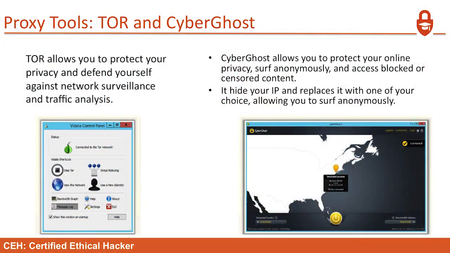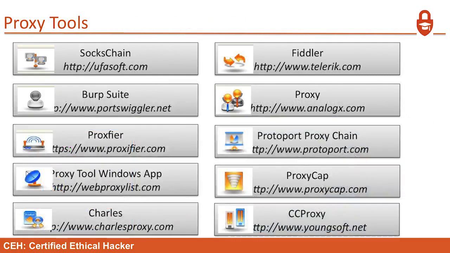So CyberGhost allows you to protect your online privacy, surf anonymously, and access blocked and censored content. It hides your IP and replaces it with one of your choice, allowing you to surf anonymously. This is just a VPN connection. VPNs are absolutely proxies. So that's how you can think of them. So just be careful if you're trying to really do criminal stuff. You shouldn't be doing that anyway, but if you think that you really have anonymity with Tor, you better be very suspicious of that. So another list of proxy tools, obviously Fiddler, Burp Suite, these are big ones.